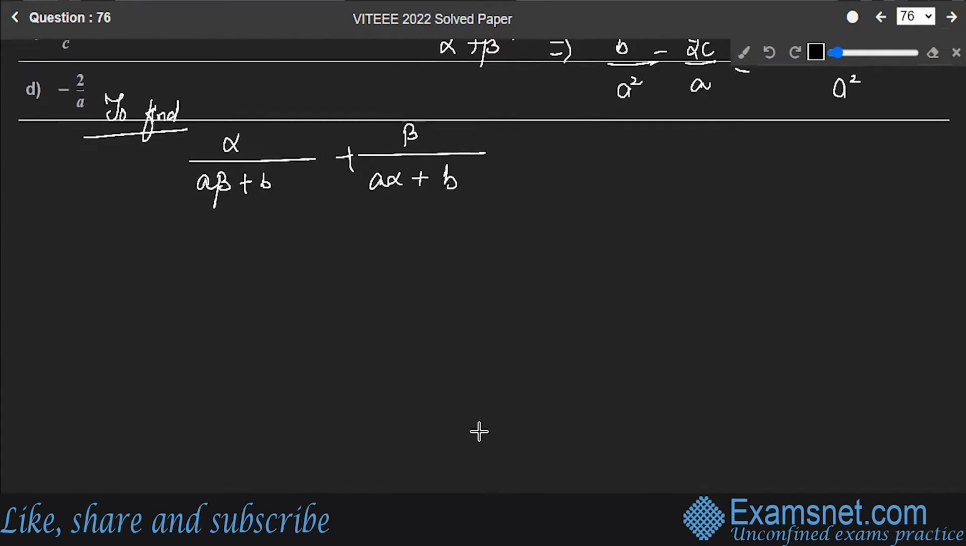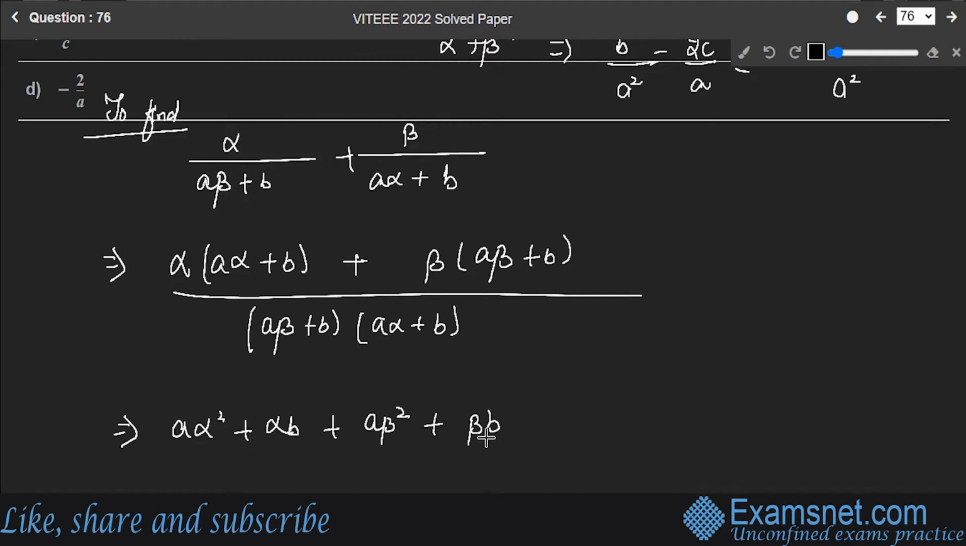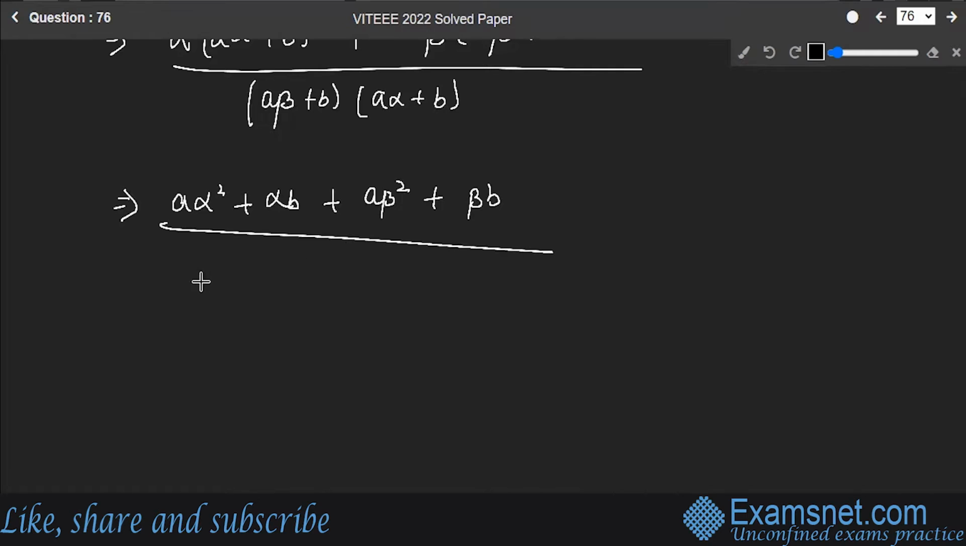Okay. So let's take the LCM now. This will be alpha into A alpha plus B plus beta into A beta plus B, whole divided by A into beta plus B, A into alpha plus B. So this is A alpha square plus alpha into B, A beta square plus beta into B. Let's open the denominator as well. So this will be A square alpha beta plus AB beta plus AB alpha plus B square.